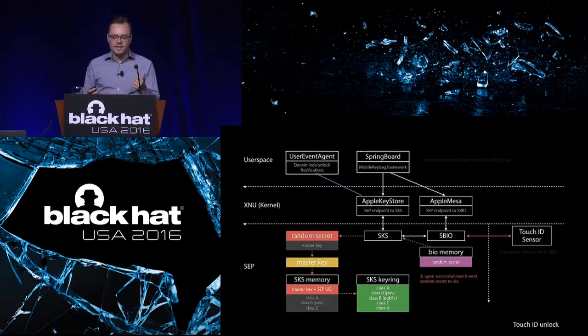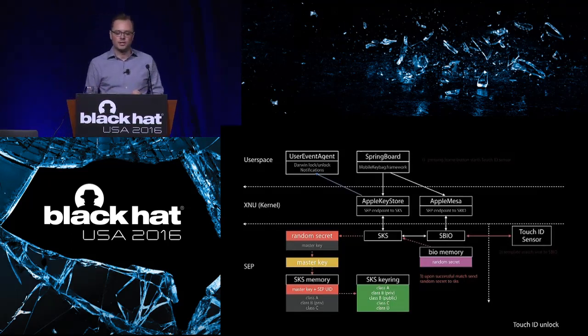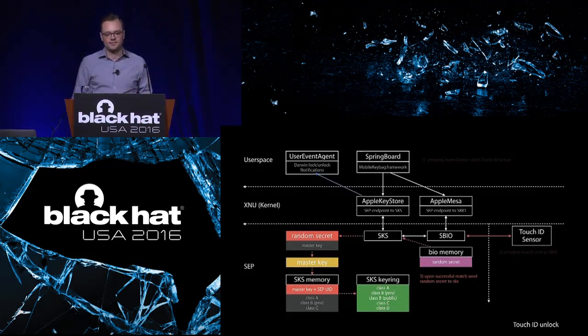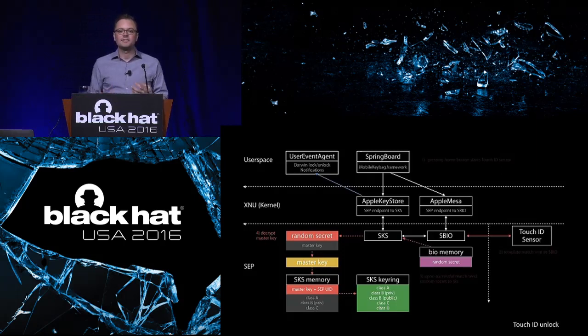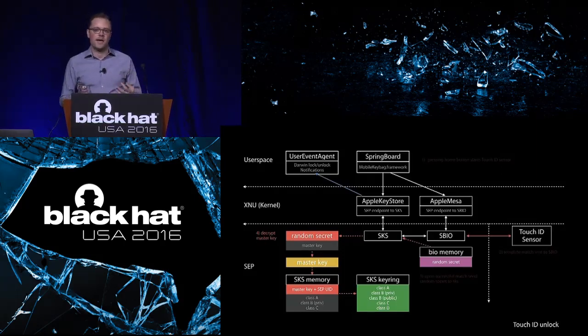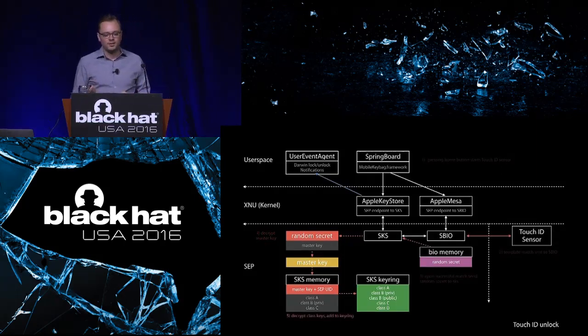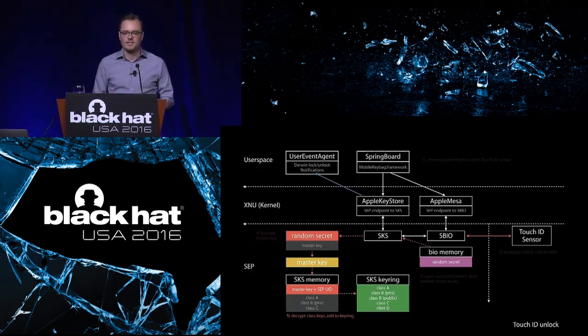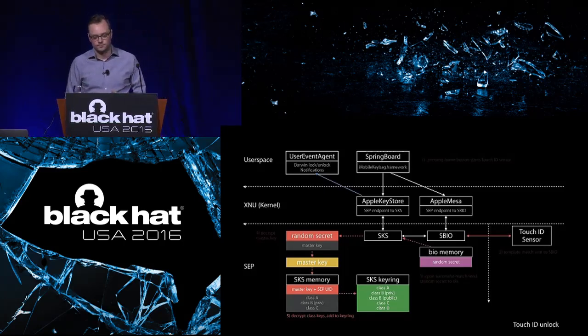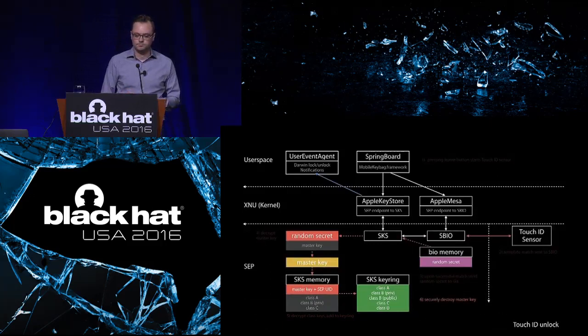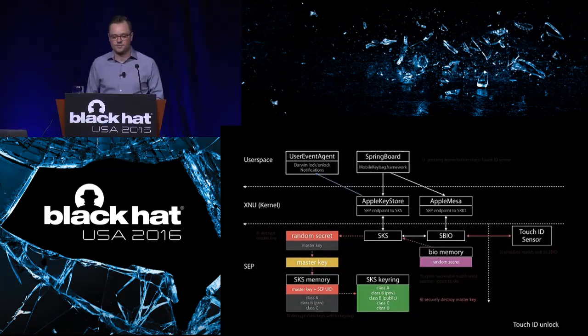If so, it takes the random secret that we handed it earlier and sends it back to SKS, the secure key store. That lets SKS decrypt the master key yet again, and upon that, decrypt all the rest of the class keys and add them to the keyring. After that, the raw master key is once again securely destroyed.